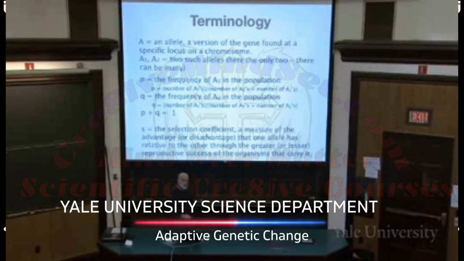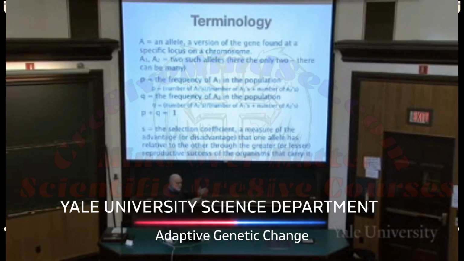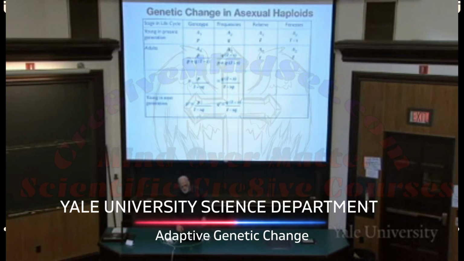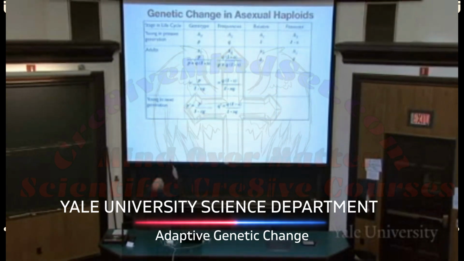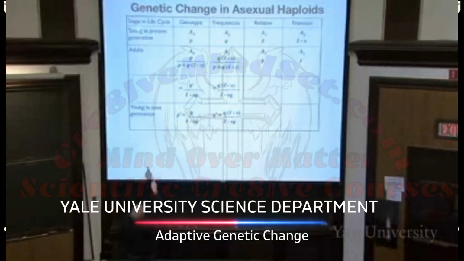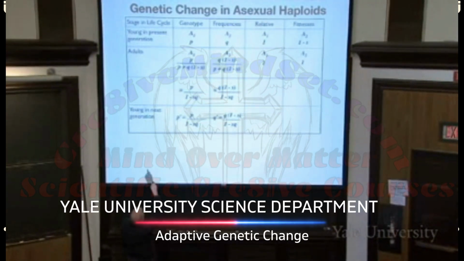By the way, the frequency of the other one is going to be 1 minus that frequency, because P plus Q is equal to 1, and we'll let S be the selection coefficient, which is measuring the reproductive success of the organism carrying this trait, the difference that it makes. And if we look at the genetic change in asexual haploids, basically what one does is make a table of the process, and it is moving from young in the present generation through the adult stage to young in the next generation. So we try to go through one generation.